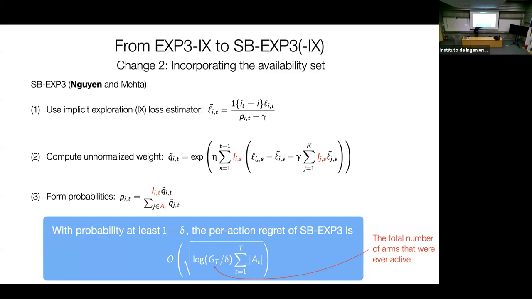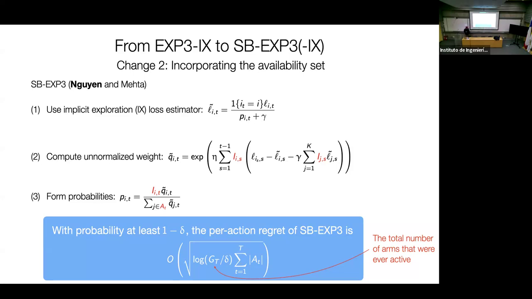So we get the bound, which is the log of, let's say, K divided by delta, okay? And then you take the sum over the cardinality of these availability sets. In the worst case, what could this be? Well, each of these could be K, so this could be T times K. But in general, you get something which you might view as capital T times the average of the availability set size. So it could be much larger.